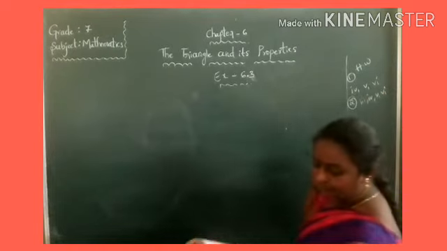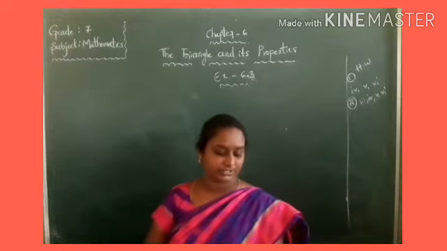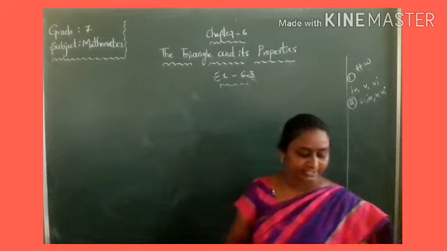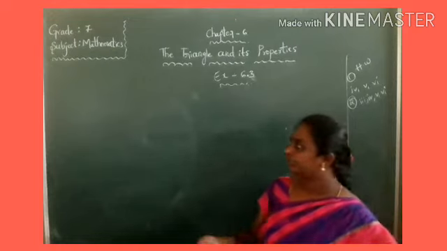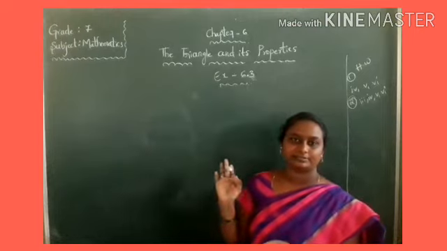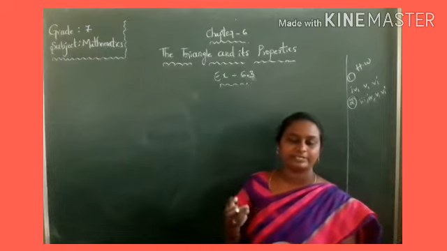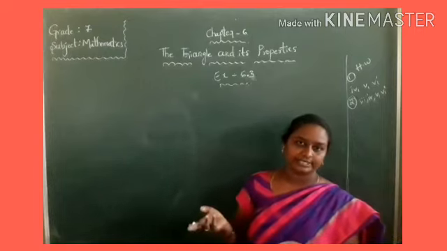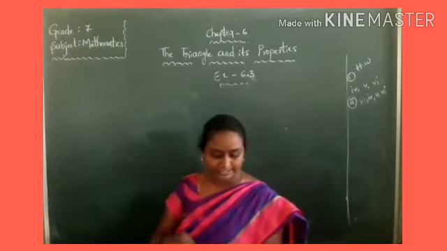Next, take your textbooks and try these problems. Two angles of a triangle are 30 degrees and 80 degrees. Find the third angle. They will give two angles, and you have to find one angle. It is also very easy. By using the angle sum property, we can find the one angle. So you have to do it yourself.